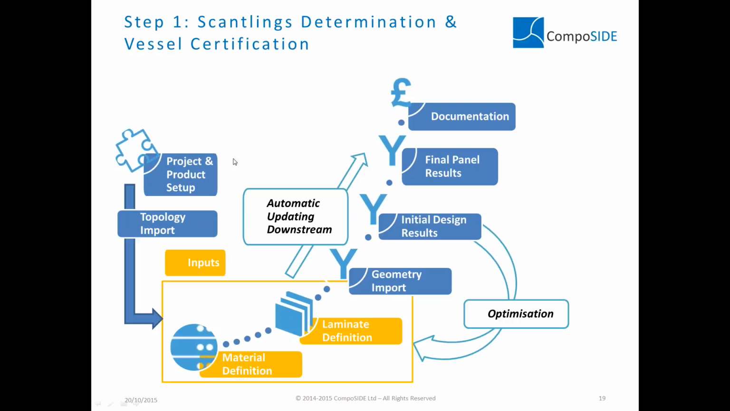So you can see that the workflow is very easy. You can jump between modules and it automatically updates. Once we have our basic panel and beam geometry defined and laminates, we can then move on to a little bit more detailed design.